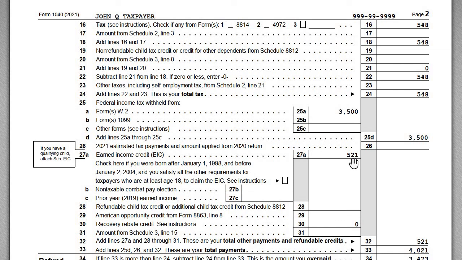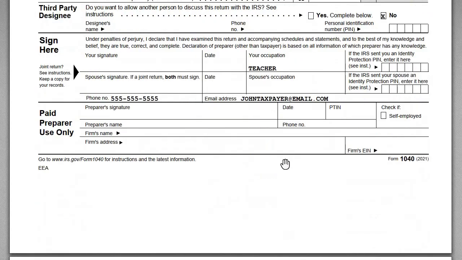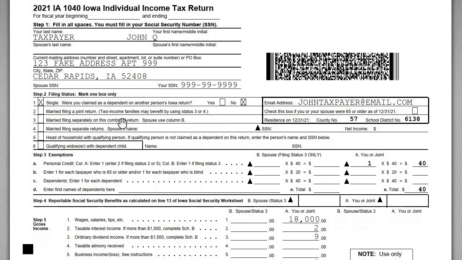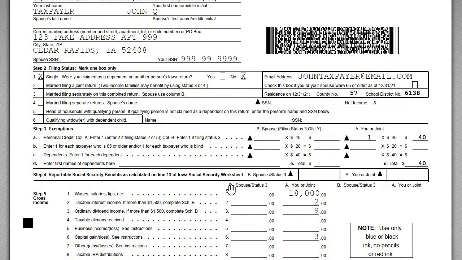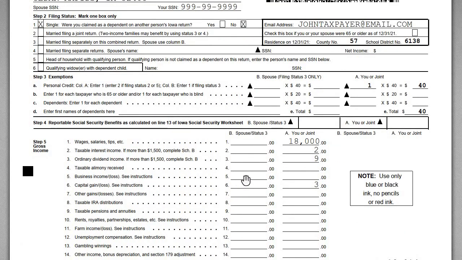All right, so now that those steps are completed, we can look at the Iowa return. So again, here we have an Iowa 2021 Form 1040. This is a resident return. So we have John Q. Taxpayer. Again, he's a single filer, no dependents. And so he reports information for Iowa tax purposes. Much of it comes from the federal Form 1040, right? A lot of it just flows down.